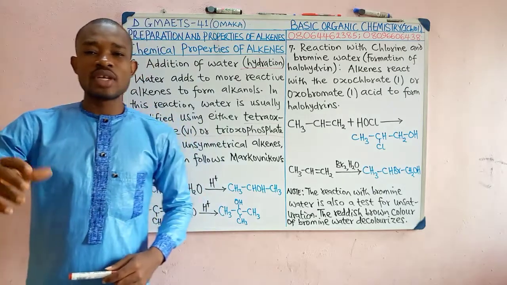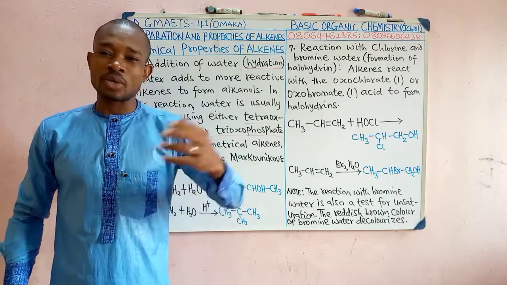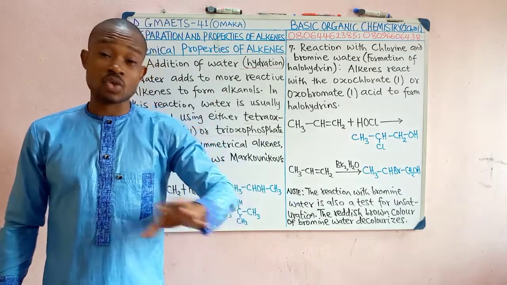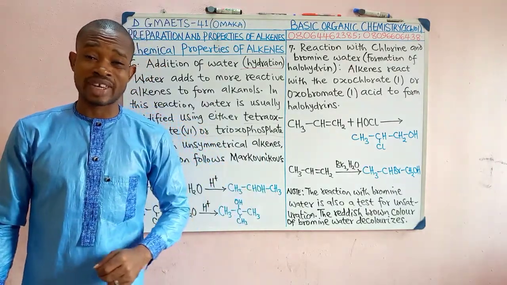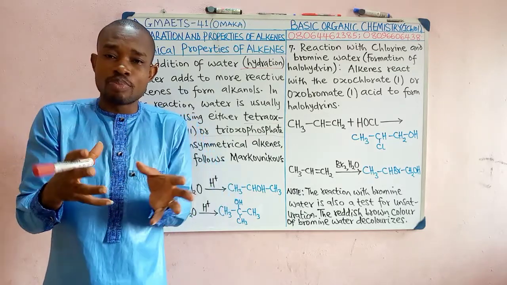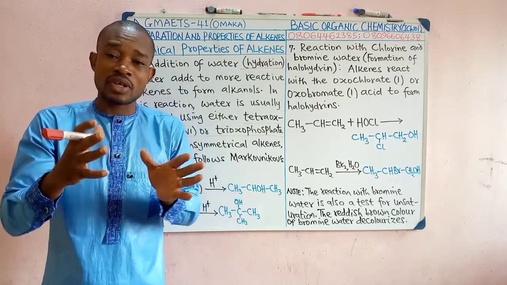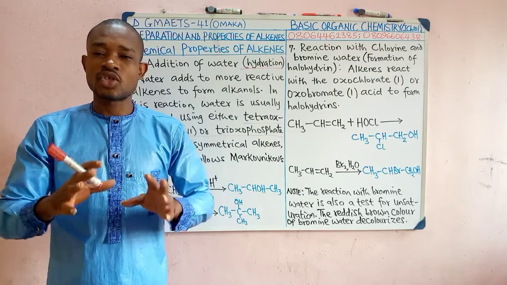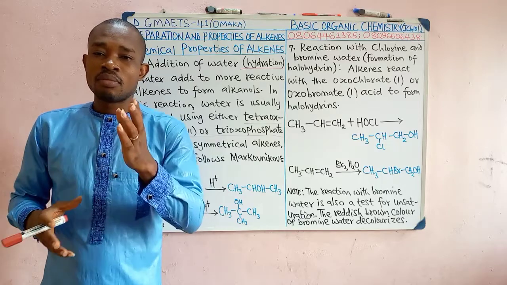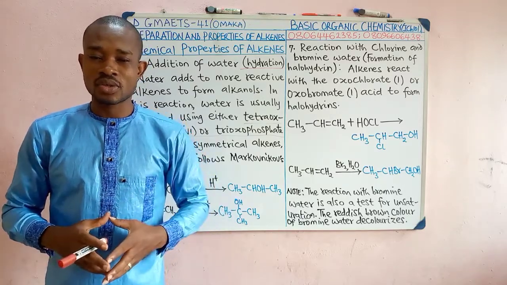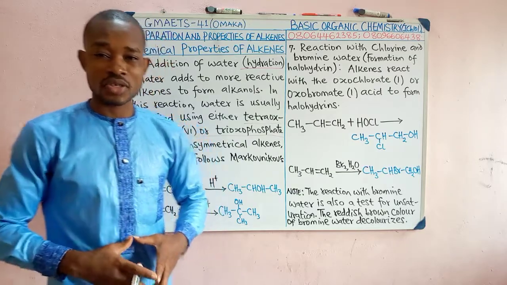When the reaction between this acidified water and alkane is with unsymmetrical alkanes, we've explained the concept of unsymmetrical alkanes. That is alkanes in which the carbon atoms of the double bond, the number of hydrogens on the pair, is not equal. Is that okay? So in a situation like that, Markovnikov's rule is applied in the reaction process so as to help us know what the product is going to be like.